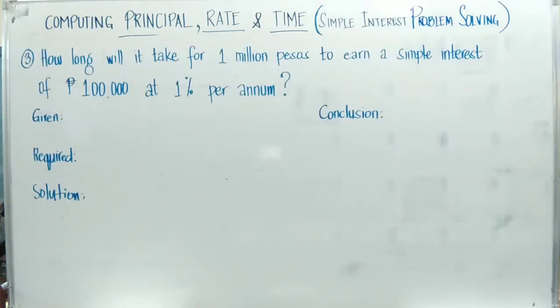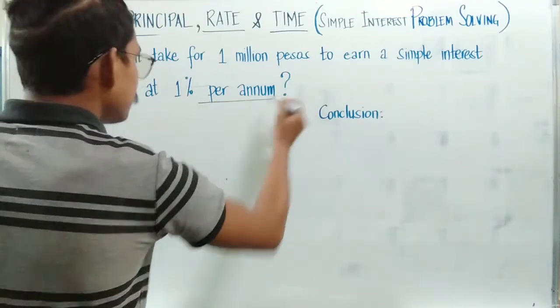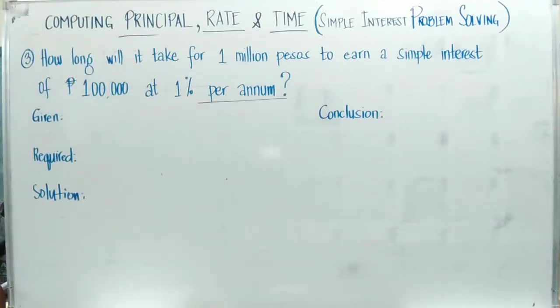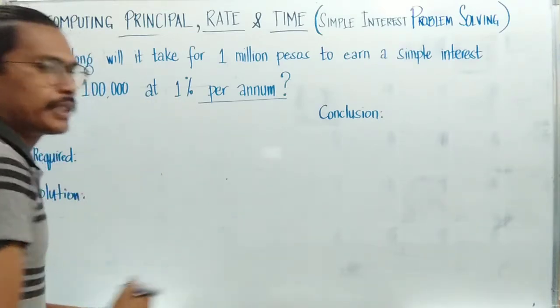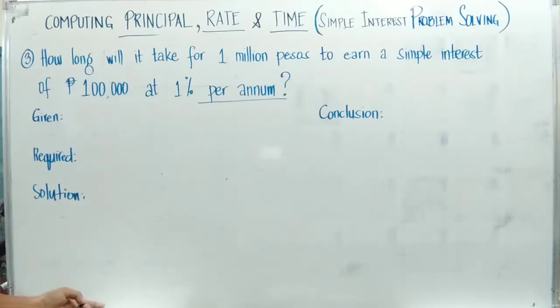For our last problem on the board, we have: how long will it take for 1 million pesos to earn a simple interest of 100,000 pesos at 1% per annum? The term per annum is just another term for annually, or per year, or in simple terms, each year. Now let us proceed to our procedure.